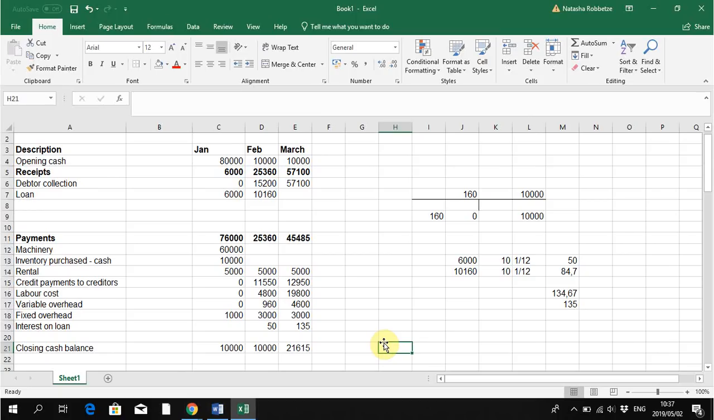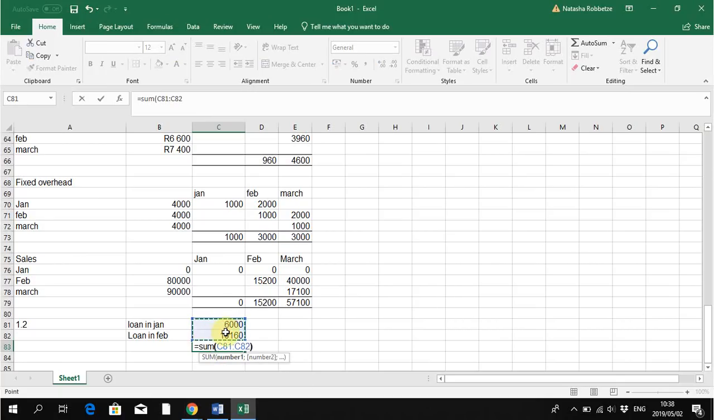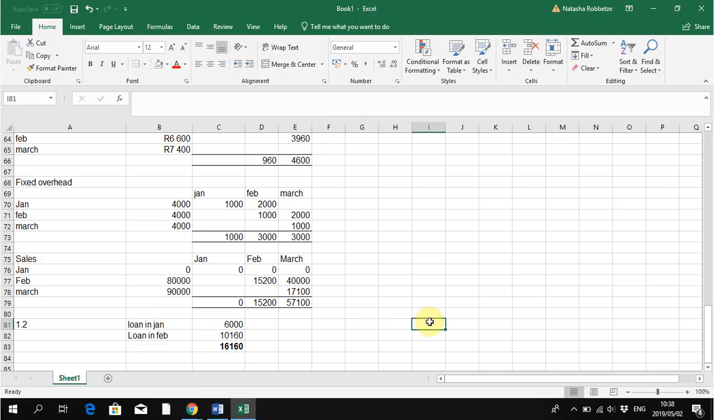All right, so then the final question was that you had to go and calculate what the outstanding loan was. And that was quite simple. The only thing that you would have done is to add the two together. So in required 1.2, you would have simply said that we had a loan in January and we had a loan in February, and the loan in January was 6,000, the loan in February was 10,160, and the sum of those two is then your final answer, which is 16,160. So that is our loan total, and that should have been then your answer in required 1.2.